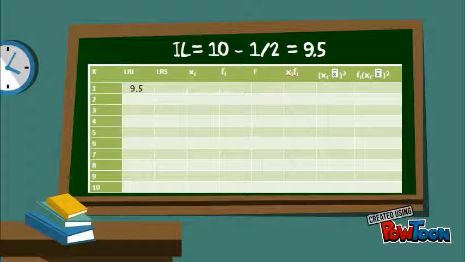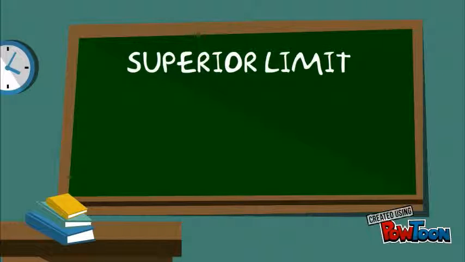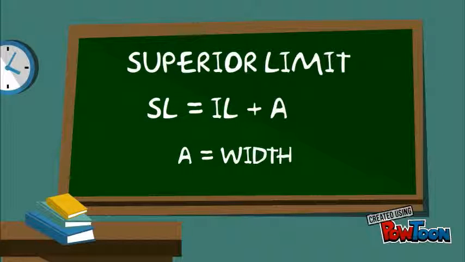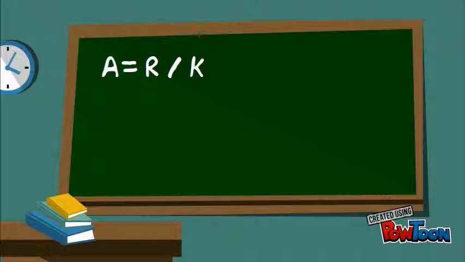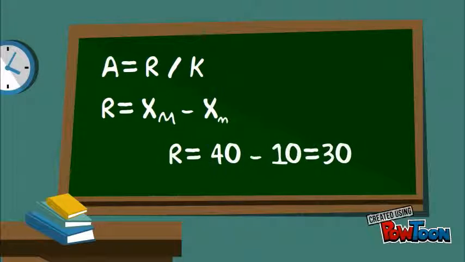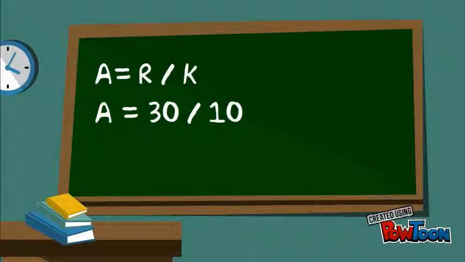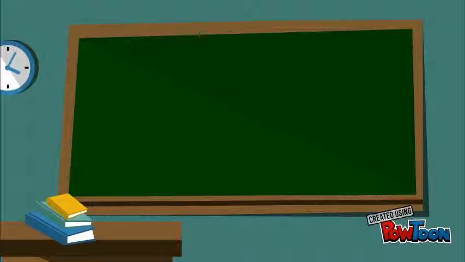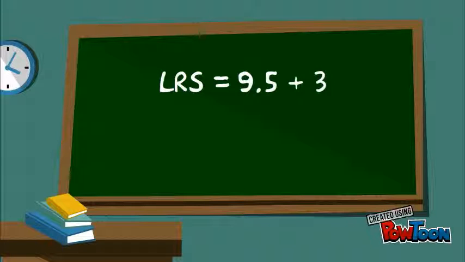Now to determine the superior limit of the first category, we'll use this equation. Superior limit equals the inferior limit plus a, in which a is the width that we get by dividing the range by the number of categories. And the range comes from the subtraction of the highest data and the lowest one. 40 minus 10 equals 30. So a equals 30 divided by 10 equals 3. And we go back to the previous equation to determine the superior limit of the first category. 9.5 plus 3 equals 12.5.